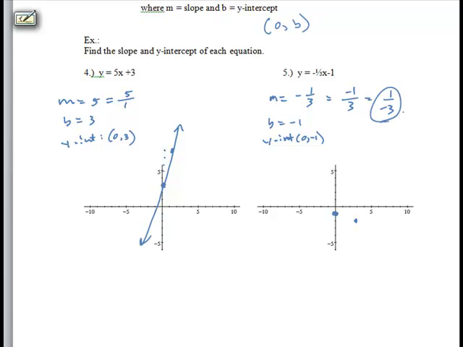If we would have moved that negative down to the denominator, we would have gone up 1 unit and to the left 3 units, which, as you can see, gives us the exact same line, showing you it does not matter where you move that negative. But the line is decreasing because the slope was negative in that equation.